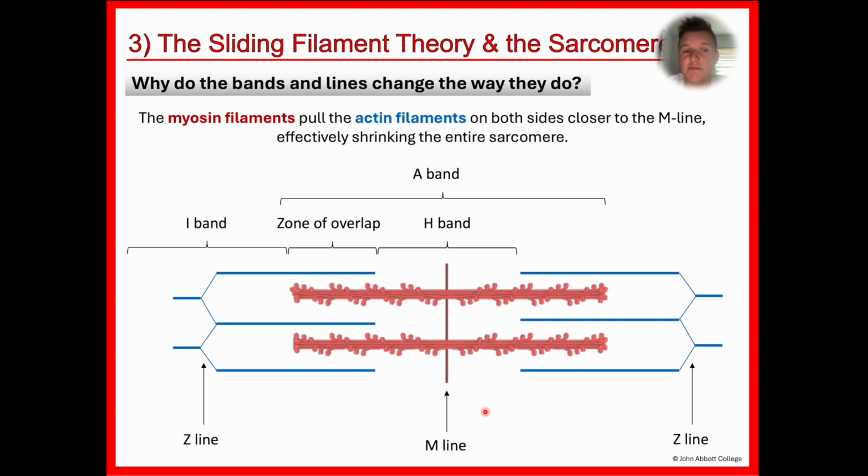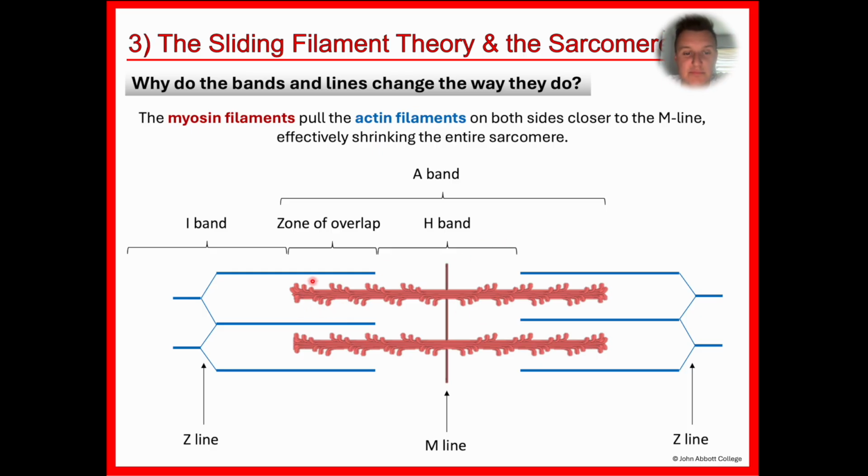So why do the bands and lines change the way they do? The simple answer is that the myosin filaments, which stay put in the middle, pull on the actin filaments, these blue filaments. These heads pull on the actin filaments on both sides. So these ones pull on these actin filaments and push them in to the right. And these myosins hook onto these blue actin and pull them in towards the left. And this will effectively shrink the entire sarcomere, right?